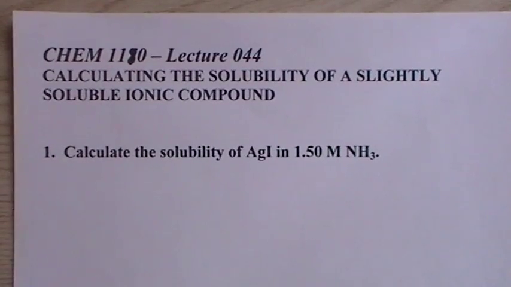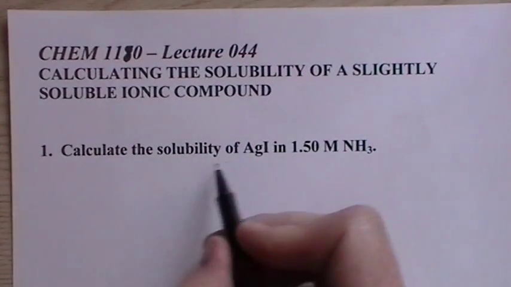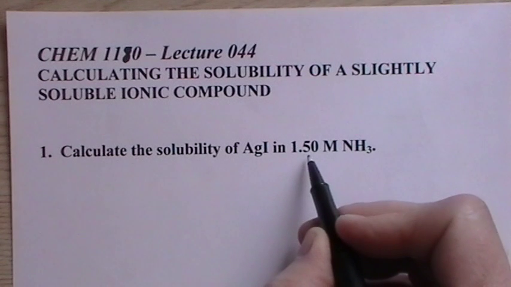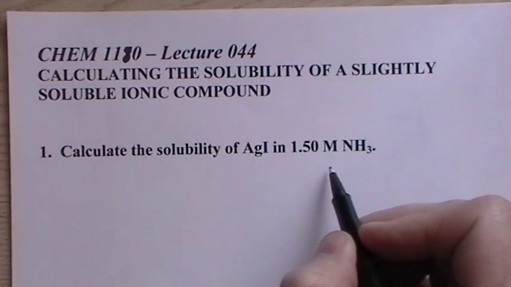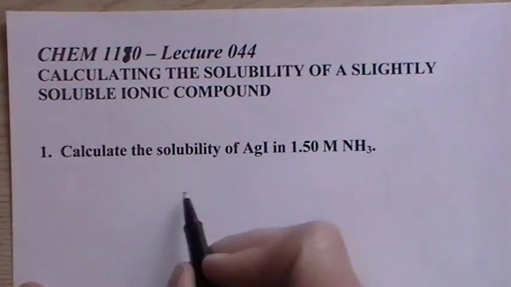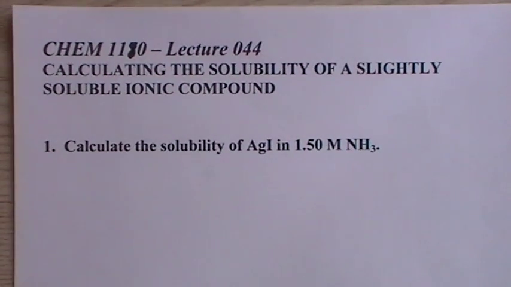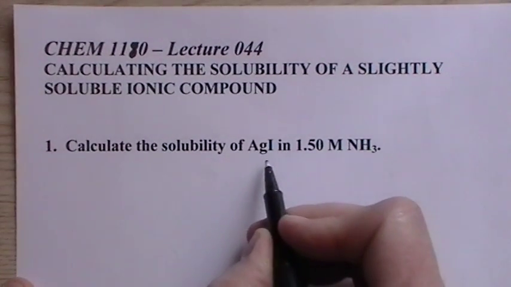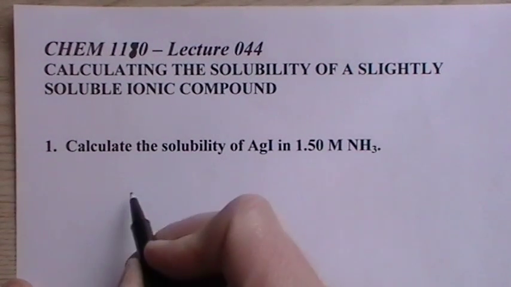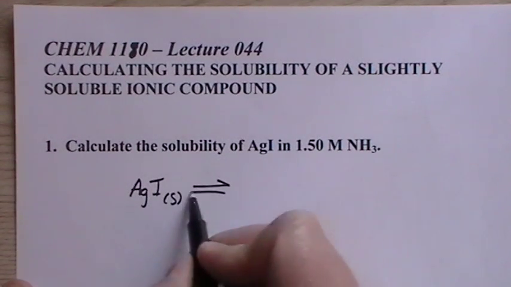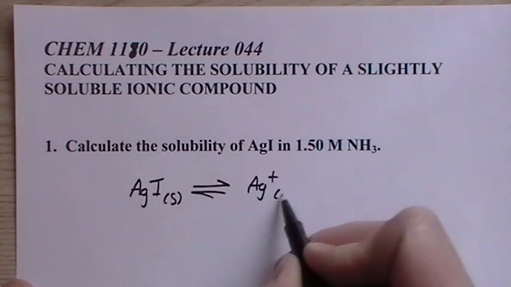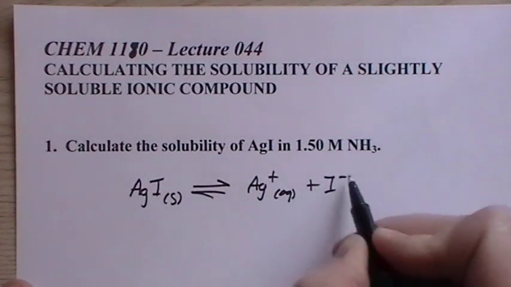Okay, now, they ask us to calculate the solubility of silver iodide in 1.5 molar ammonia. This one is such a short problem, it should catch your eye as far as what it's asking for here. It doesn't say anything about the silver iodide being in solution, so we just know the silver iodide is sitting on the bottom of the container, and it breaks up into silver ion and then iodide ion.